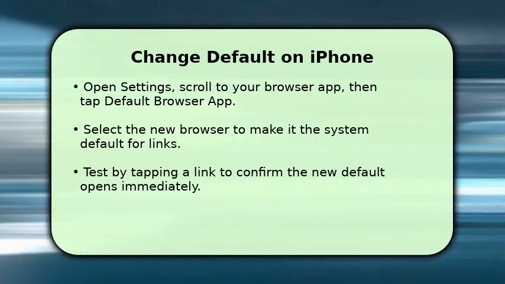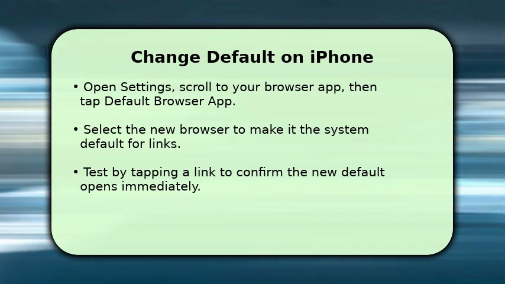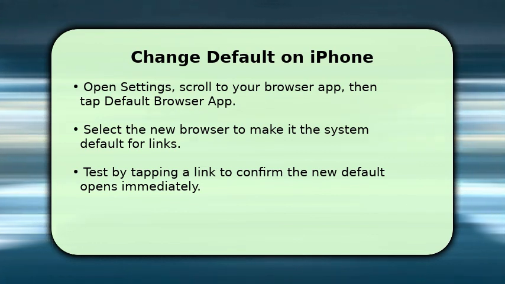After selection, return to the home screen and open any web link to test behavior. If links still open in the old browser, restart the phone and test the links again to confirm the change.